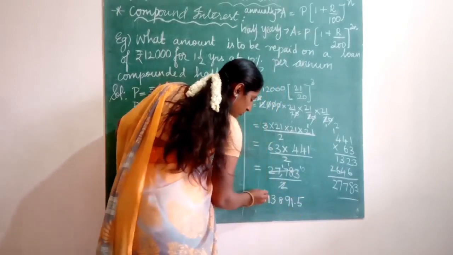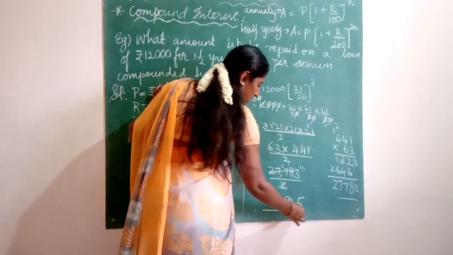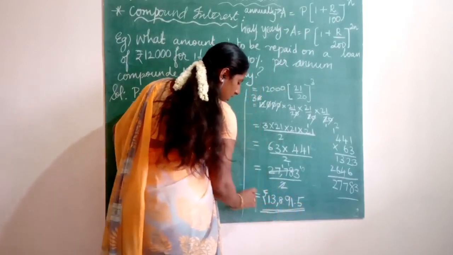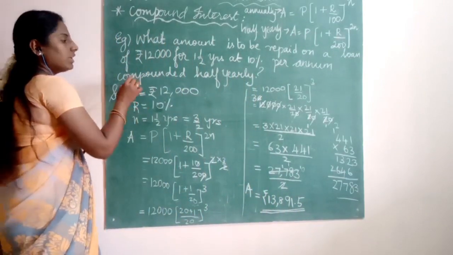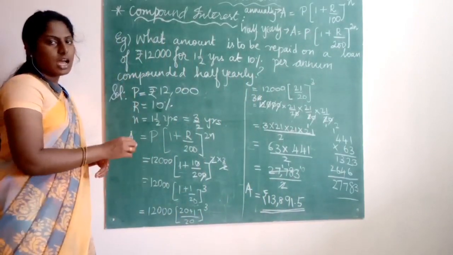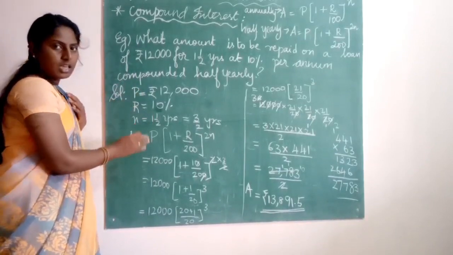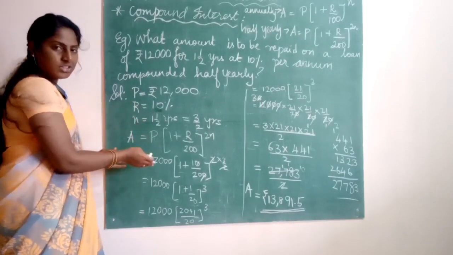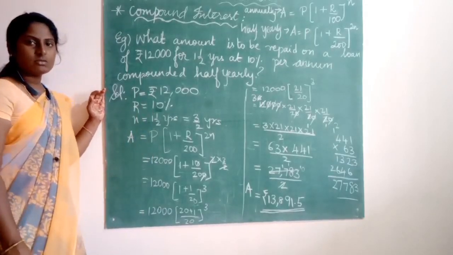So rupees 13,891.5 is the amount that is repaid when the interest is compounded half yearly. Just write whatever values are given in the question, then put them in the equation and solve the steps one by one. Clear, children?